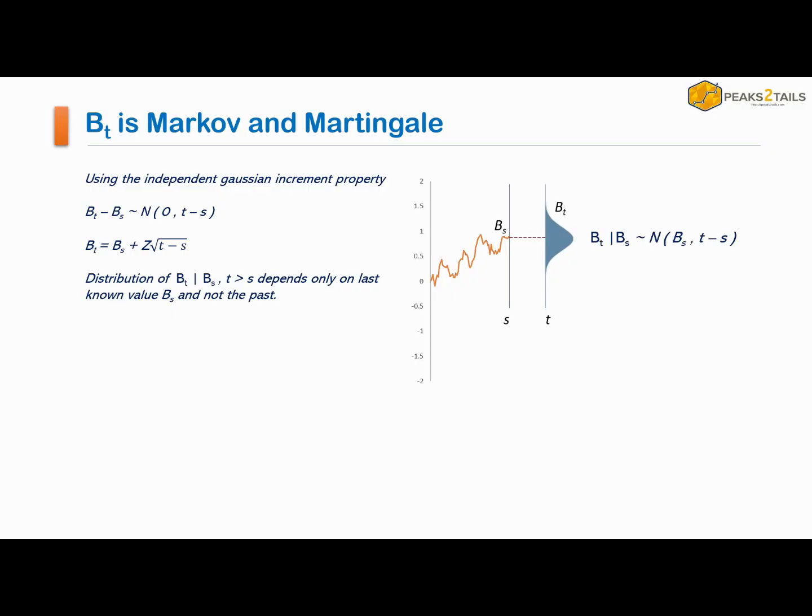So if we look at the plot here, assume that the Brownian motion has taken some path till s, and we know Bs is the value of the Brownian motion at time s. What happens at future time t is obviously random, and it will have a distribution, but the distribution of Bt given Bs will be normal with mean Bs, right?